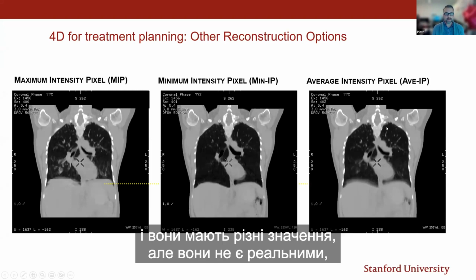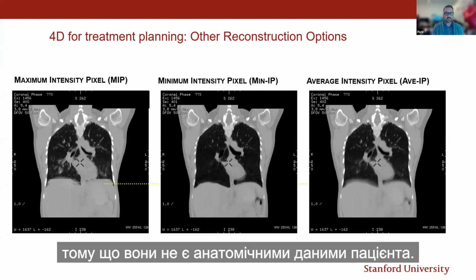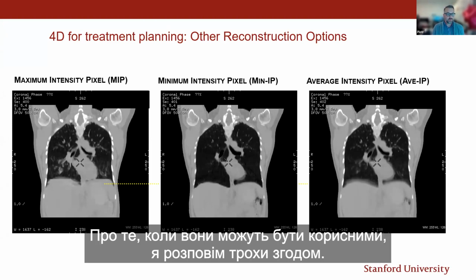In these cases, you only have one set and they have different meanings, but they're not real. So one thing you have to be careful of when you're looking at these is that they're not actually the patient anatomy. They're just reconstructions, different ways of reconstructing it. And I'll talk about when they're useful in a little bit.